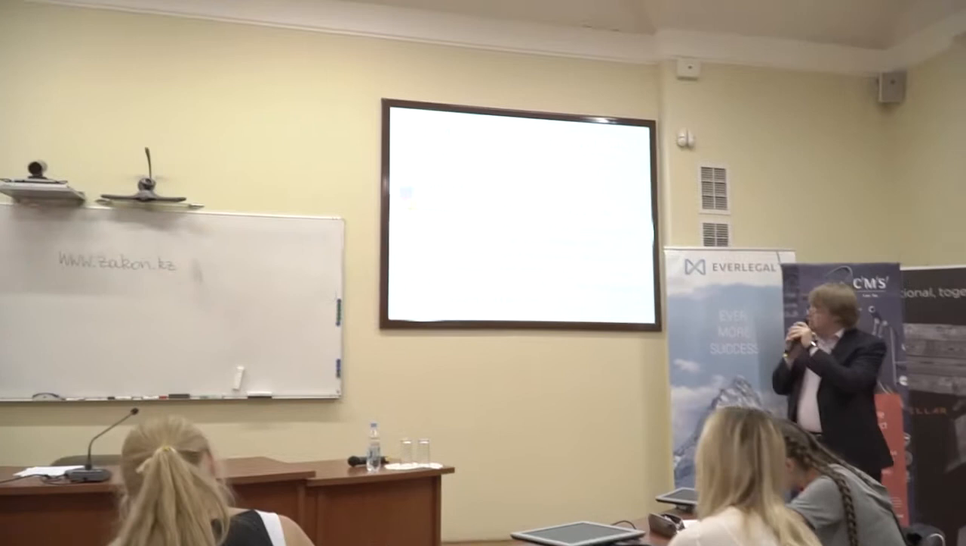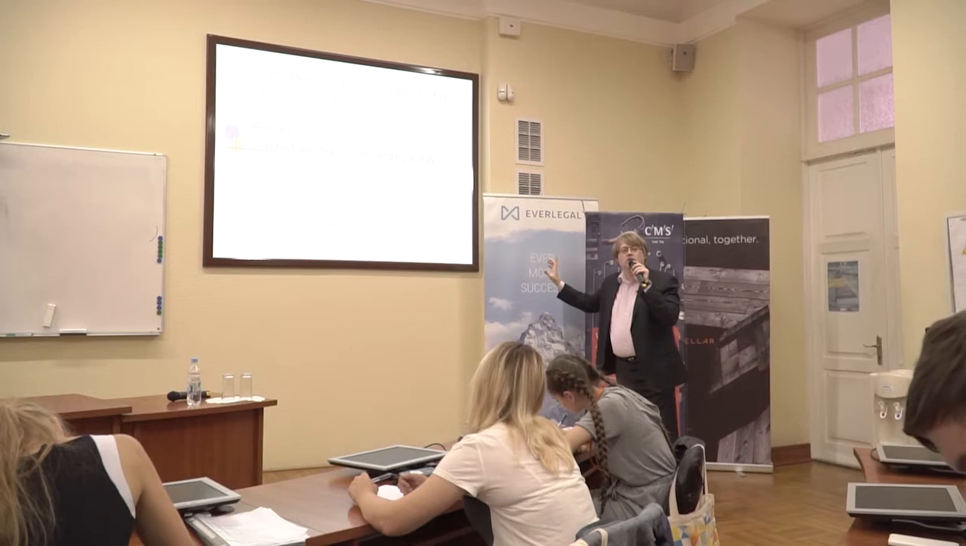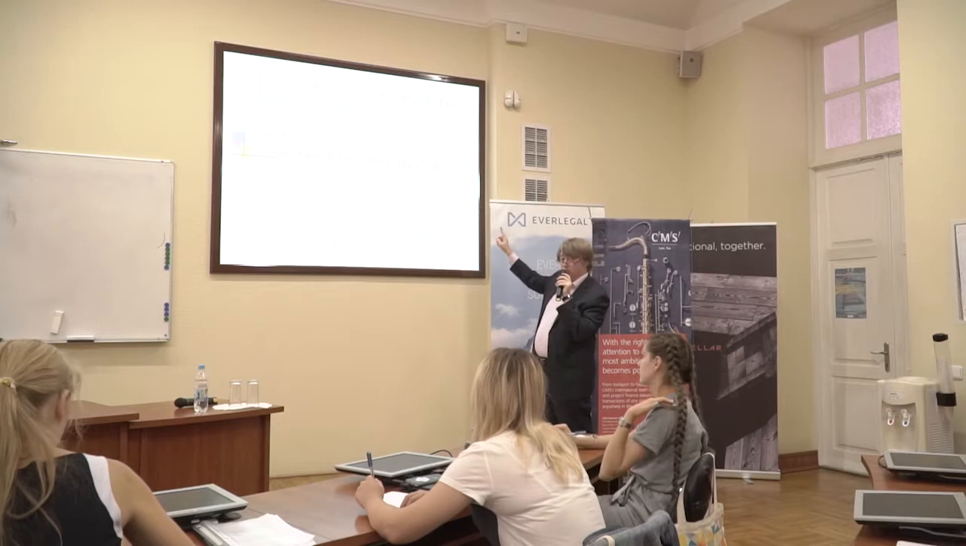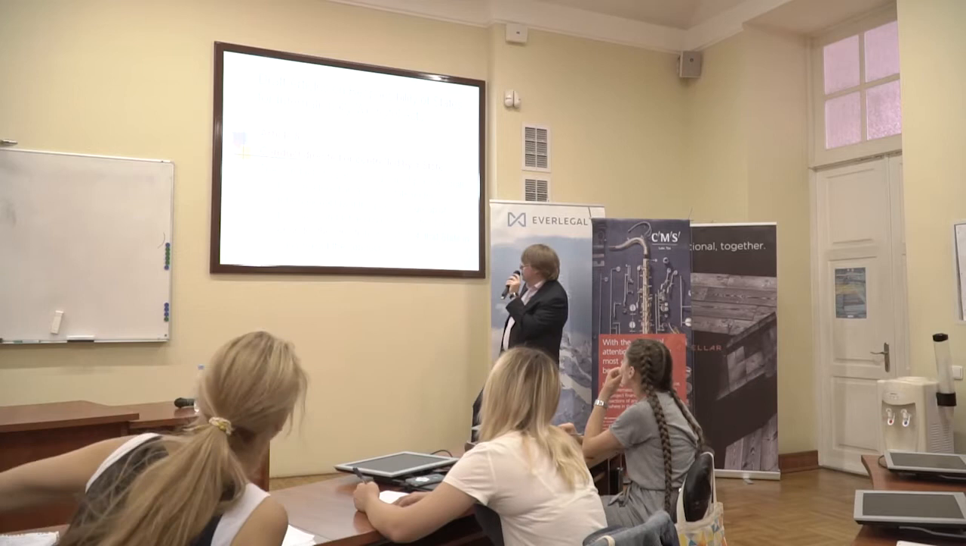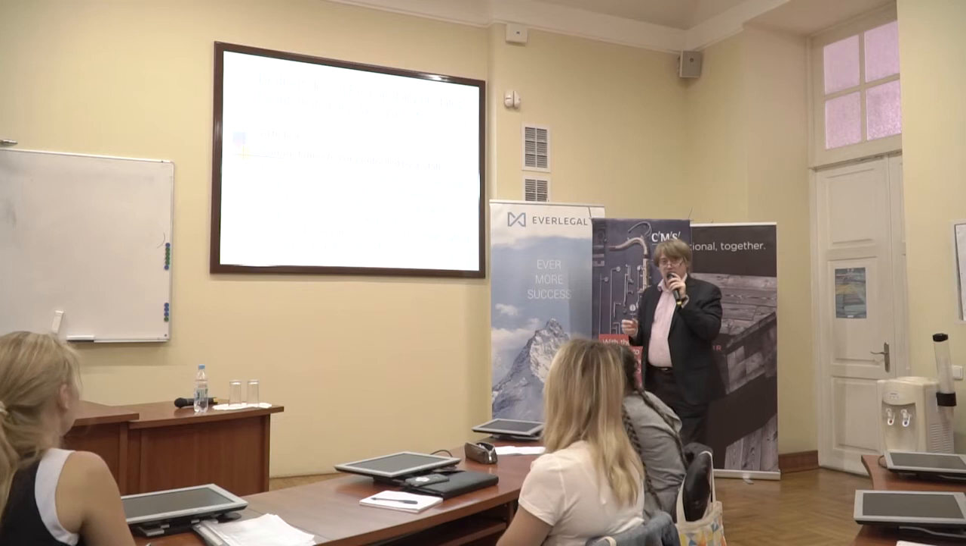Article 8 is about conduct directed or controlled by a state. See, this article is already not about the actions or omissions of organs of a state, but about the actions or omissions of a person, a group of persons, that in fact are acting on the instructions of or under the direction or control of the state in question. And in such a case, the action or omission in question is to be attributed to the state as a whole.